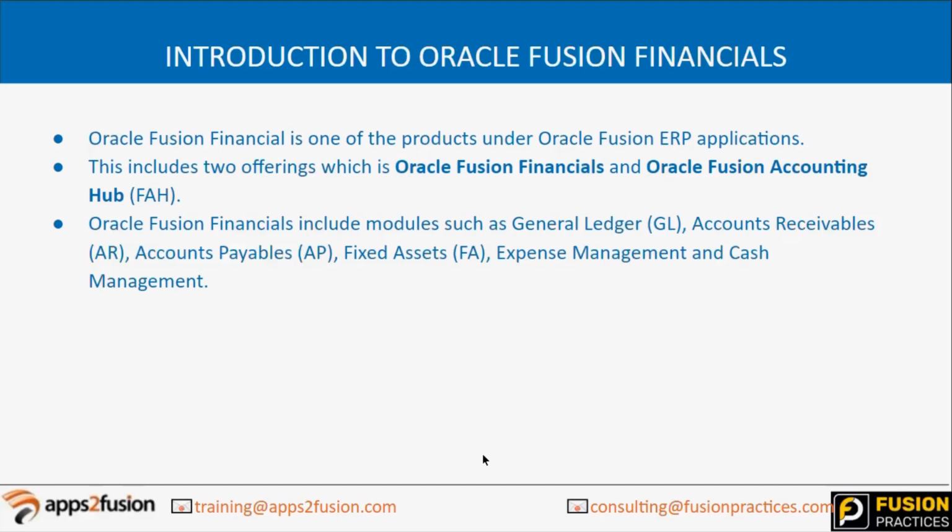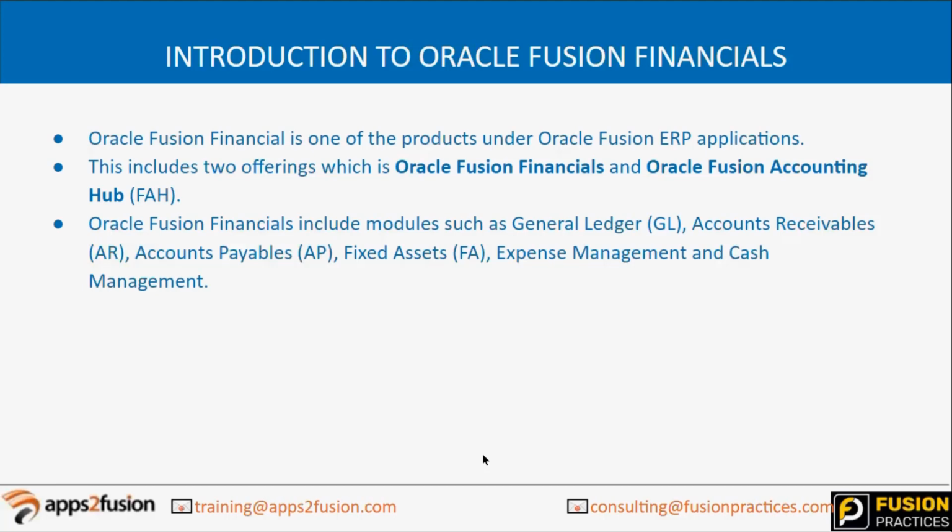Under Oracle Fusion Financials, we have two more sub offerings: Oracle Fusion Core Financials and Oracle Fusion Accounting Hub. Oracle Fusion Accounting Hub deals mostly with integrating other applications with our Fusion General Ledger. If you want to integrate your Oracle Fusion General Ledger directly with other applications, then you go into this amazing functionality called Oracle Fusion Accounting Hub.